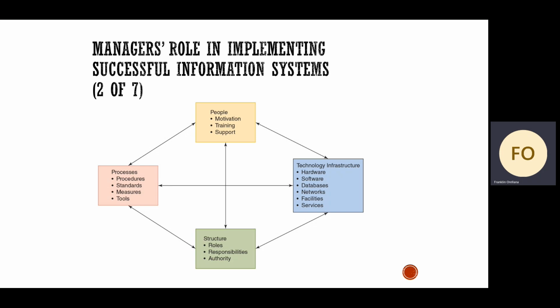People need motivation, training, and support. Technology infrastructure includes hardware, software, databases, network, facilities, and services. A structure includes roles, responsibilities, and authority. Processes include procedures, standards, measures, and tools.